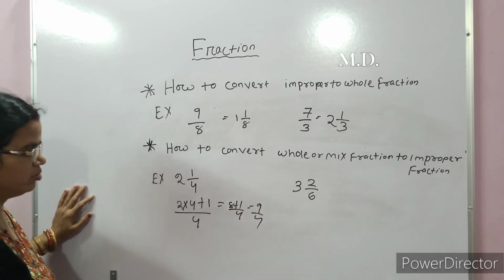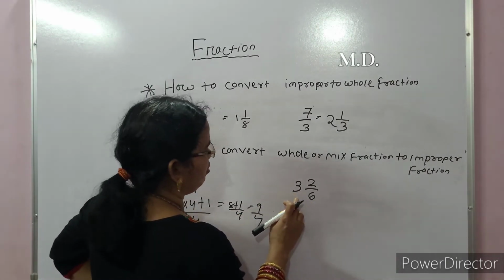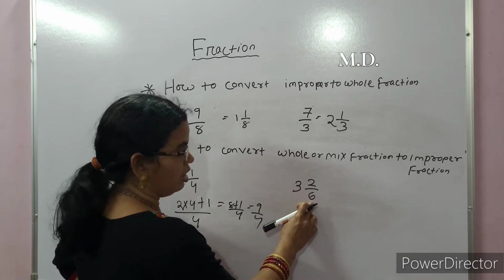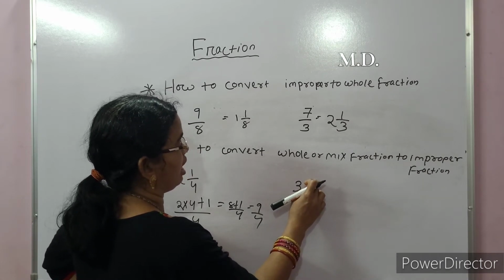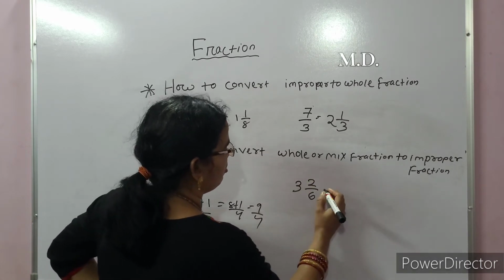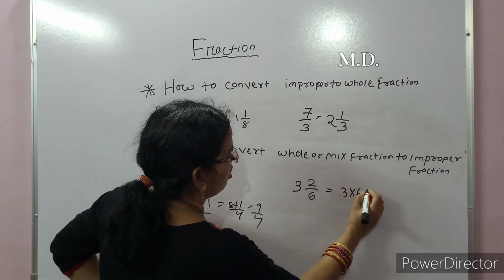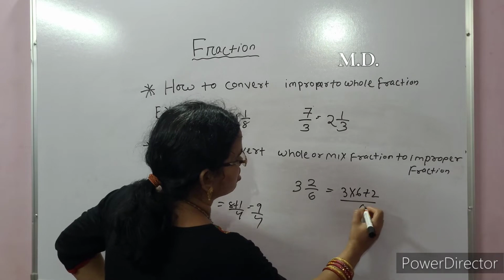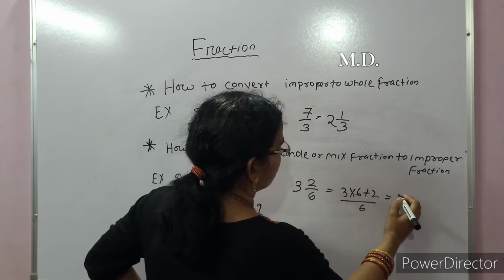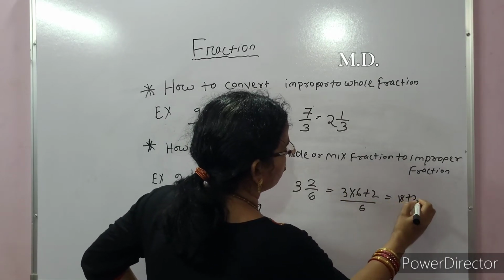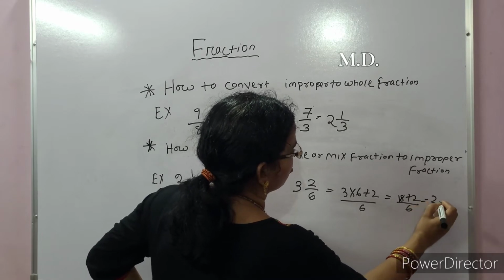Then multiply the whole number with the denominator and add the numerator. 3 into 6 plus 2, divided by 6. 18 plus 2 divided by 6 is 20 by 6.